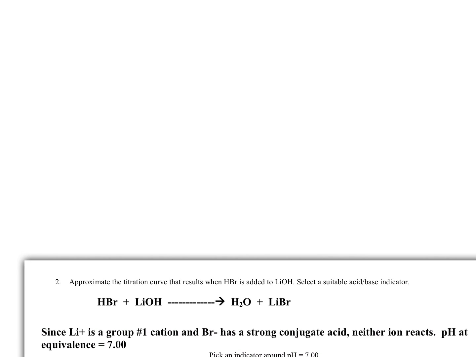Well, I look at my salt and go, well, Li is a group 1 cation, meaning it's from a strong base, so it doesn't do anything. Br is from a strong acid, HBr, and it does nothing as well. That means that my equivalence point must fall at 7 because my water has a pH of 7, my neutral salt has a pH of 7, and both of my reactants are fully reacted in the titration. So therefore, at the equivalence point, the only things that are in the reaction are water and lithium bromide, both of which would have a pH of 7.